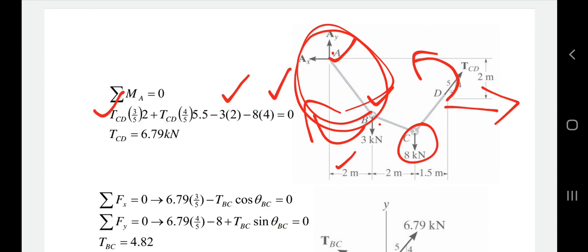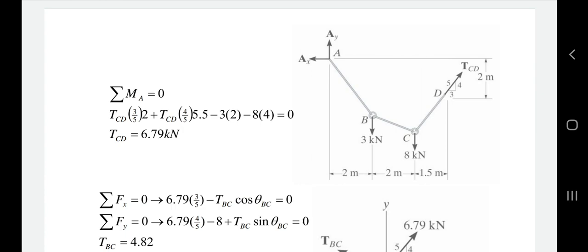You can take it either way, counterclockwise positive and clockwise negative, or the opposite, or in any way. So if you solve this equation, you will find out the tension in member CD, that is 6.79 kilonewtons.